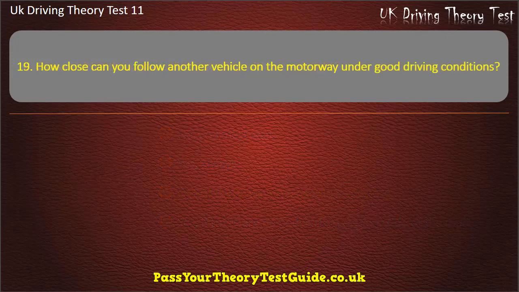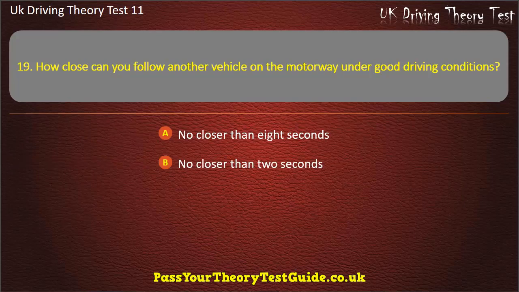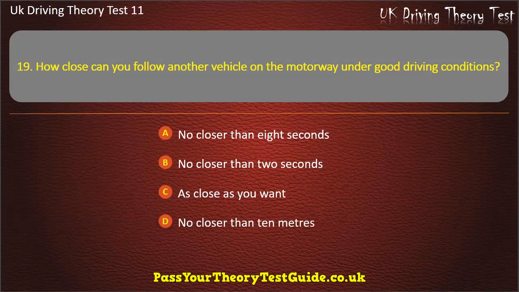Question 19. How close can you follow another vehicle on a motorway under good driving conditions? No closer than 8 seconds. No closer than 2 seconds. As close as you want. No closer than 10 meters. Answer. No closer than 2 seconds.